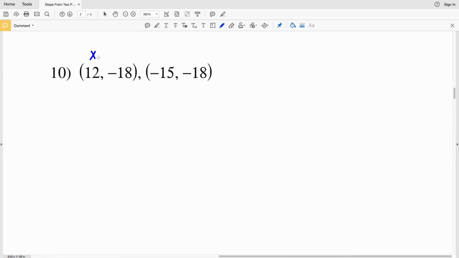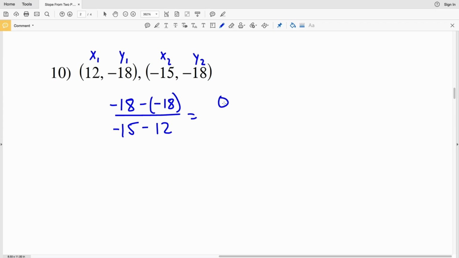And number 10, x1 and y1 are 12 and negative 18. x2 and y2 are negative 15 and negative 18. So for y2 minus y1, we're doing negative 18 minus a negative 18. And for x2 minus x1, we're doing negative 15 minus 12. Negative 18 minus a negative 18 is negative 18 plus 18, which is 0, and we can stop there because 0 over any number is 0. So the answer for number 10 is 0 for the slope.